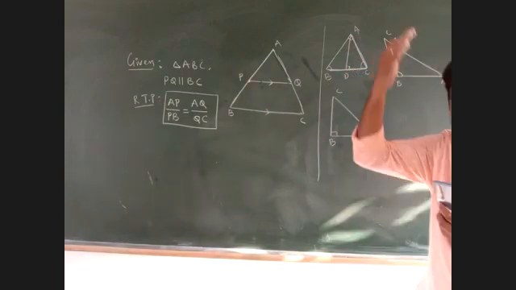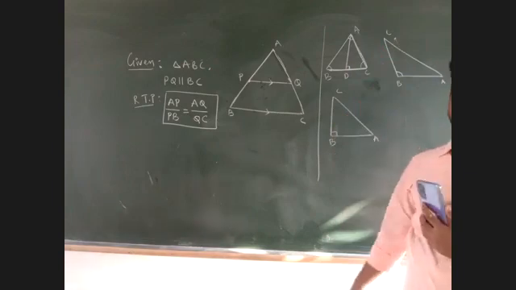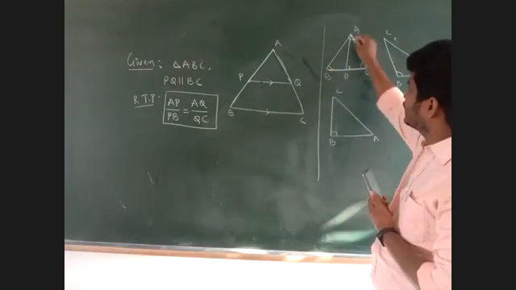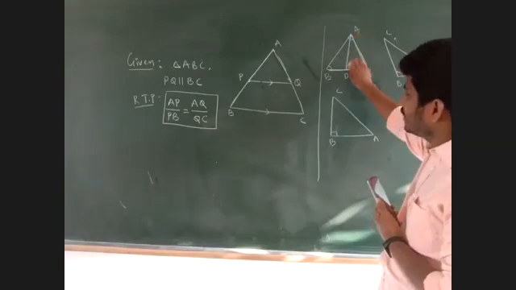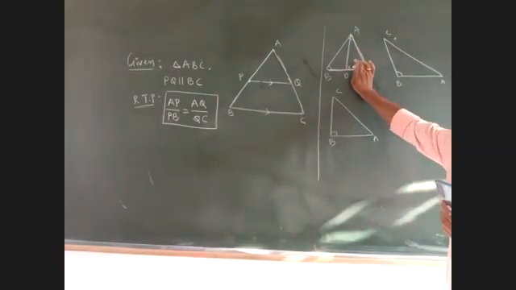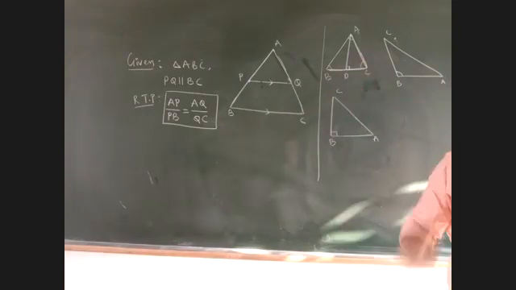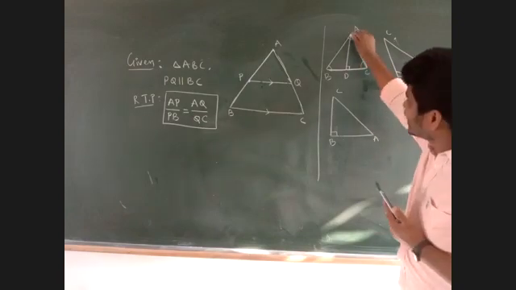Exactly, the perpendicular line is nothing but the height of the triangle. So, half into base. Base is what here? BC. Height equals AD. In this triangle, the height should be inside of the triangle. If it is an acute angle triangle, the height should be inside of the triangle.